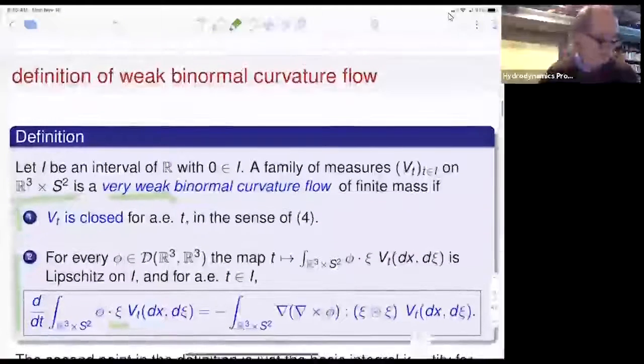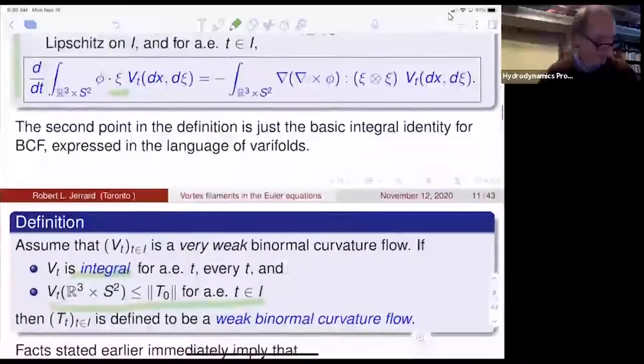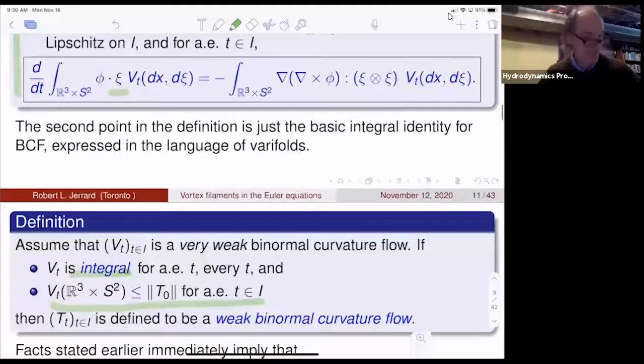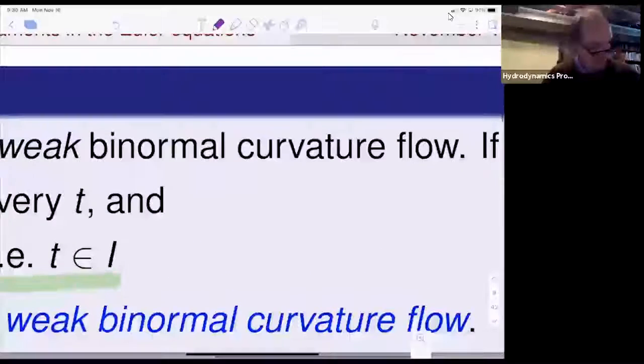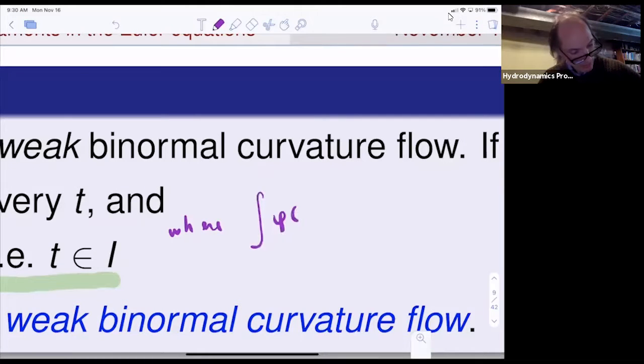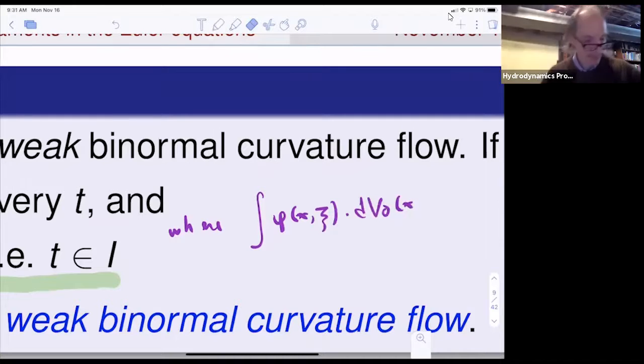what's T sub 0? So what I mean here is... no, sorry.